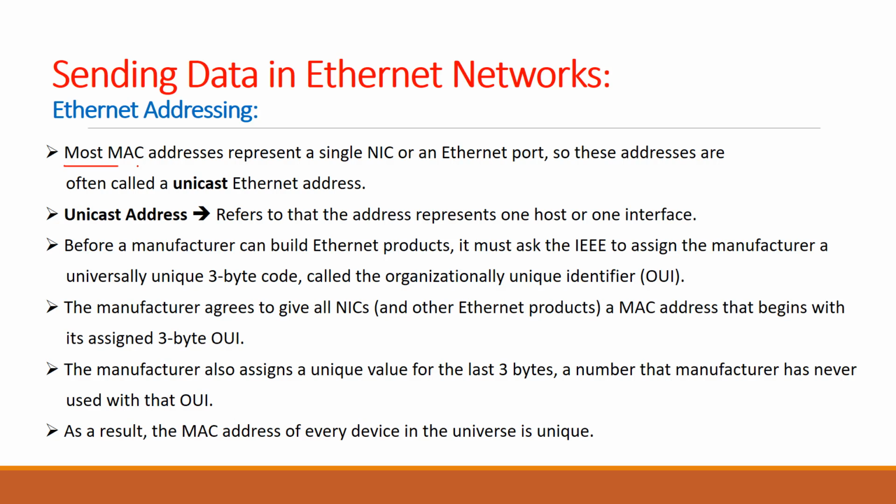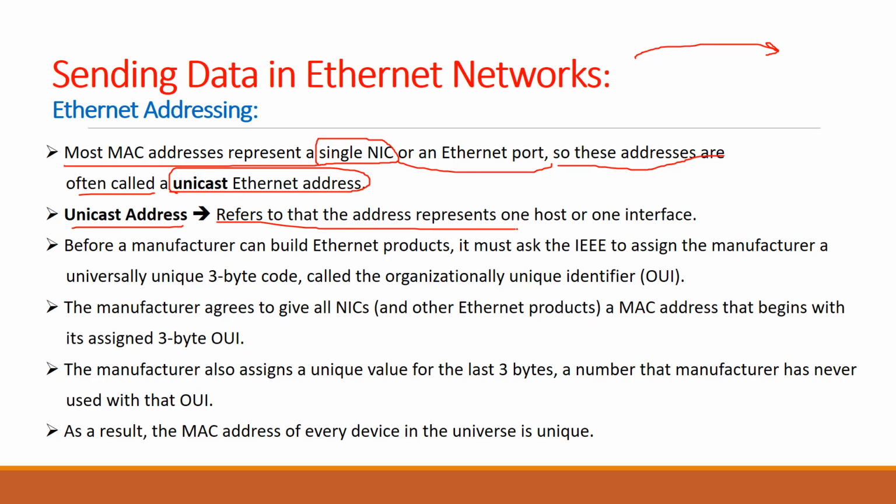Most MAC addresses represent a single network interface card or an Ethernet port. So these addresses are often called unicast Ethernet addresses, and the meaning of unicast is one host sending to one destination. Unicast refers to an address that represents one host or one interface. There are different types of addresses that we will demonstrate in the coming slides: multicast address and broadcast address. But a unicast refers to one host or one interface.